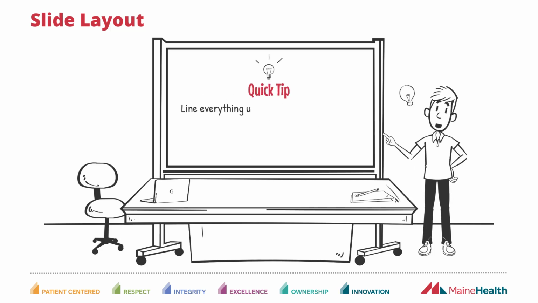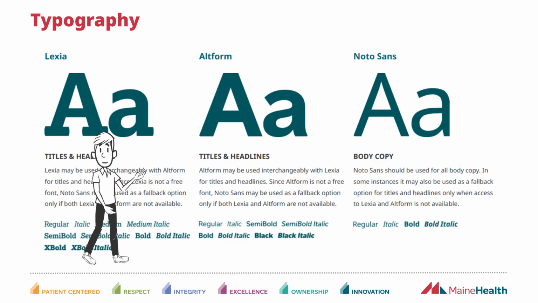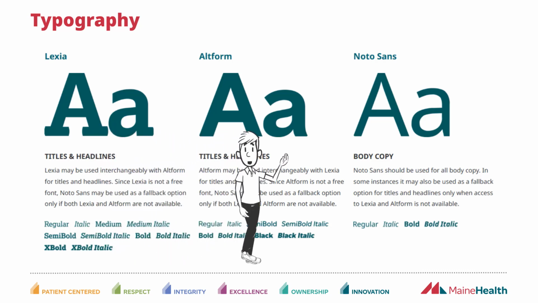Quick tip, line everything up so nothing looks random. Titles, bullets, images, or icons. When items line up neatly on the left, right, or top, the slide instantly looks cleaner and easier to read. Use sans serif fonts size 30 or higher for readability. Keep fonts simple, 1 or 2 families.